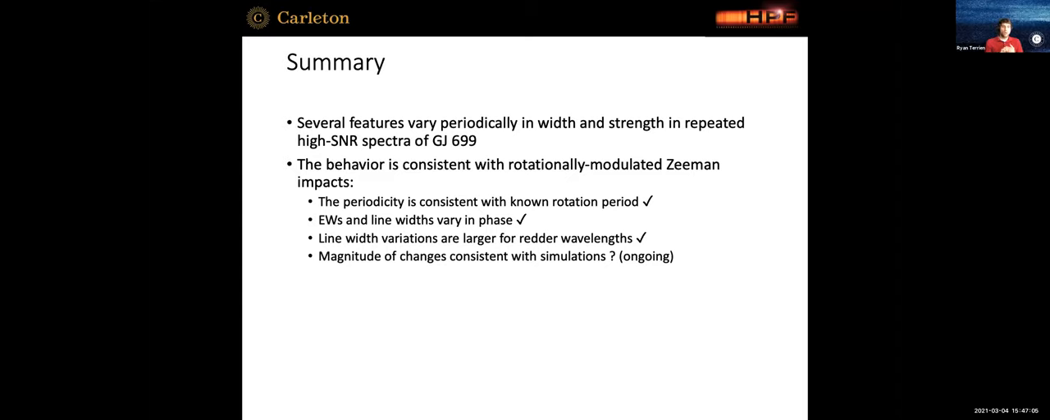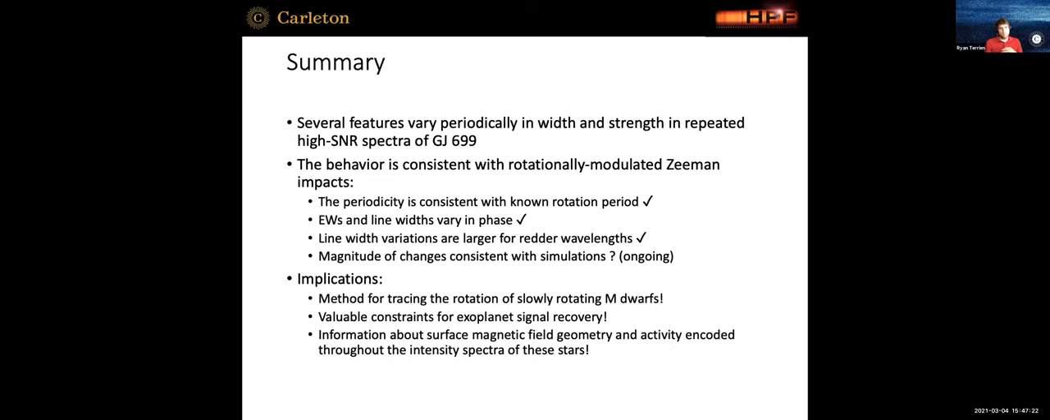Work is ongoing to show that the relative magnitudes of these changes are consistent with realistic expectations for the kinds of magnetic fields and surface geometries you might have on the surface of these stars. But it's exciting. Some of the implications are that in these line widths and the equivalent widths of these magnetically sensitive features, there is potentially a handle on measuring the rotation periods for stars where this presents a difficulty, like Barnard's star.